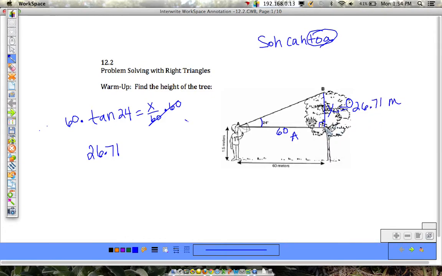And then we have to add this height, which is obviously not to scale. This height is 1.5 meters. So that will leave us with 28.21 meters. So this is pretty cool. People have been asking, how in the world, why would we ever need to use this? But people use a lot of trigonometry to actually solve for heights that they can't measure. We talked about indirect measurement last chapter.